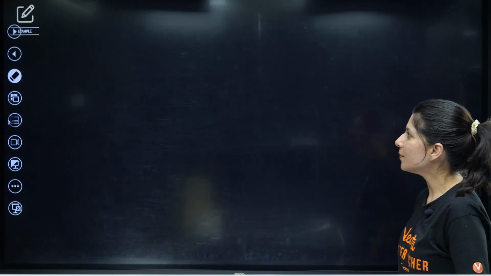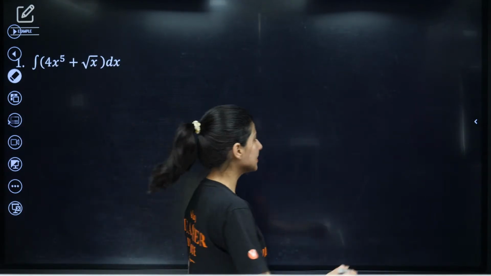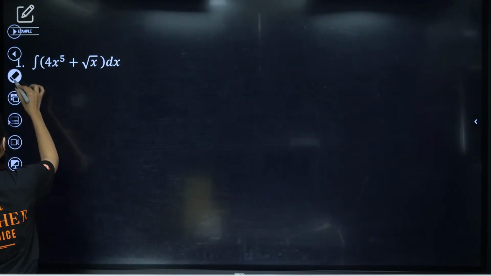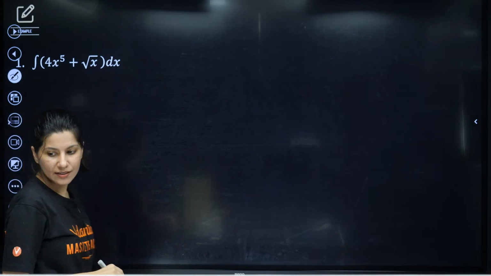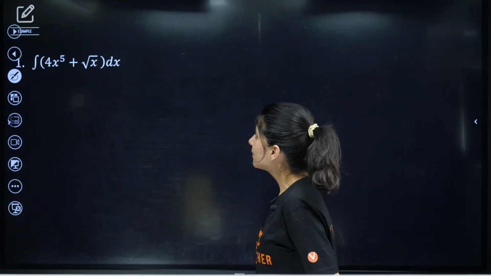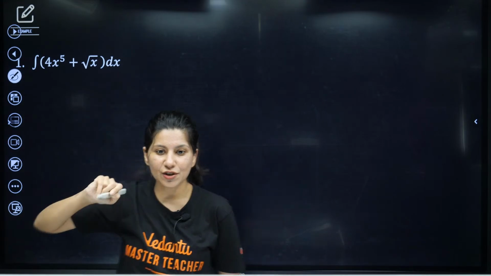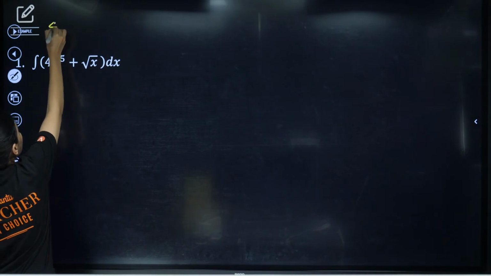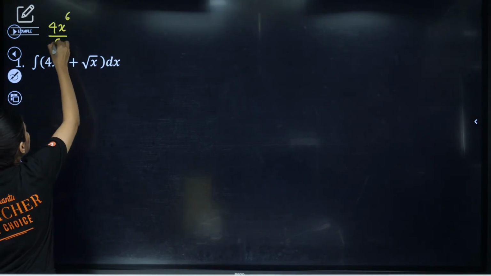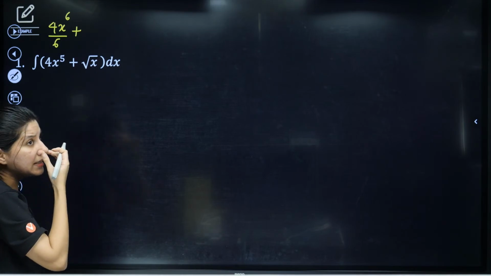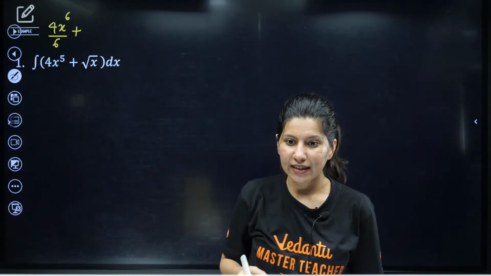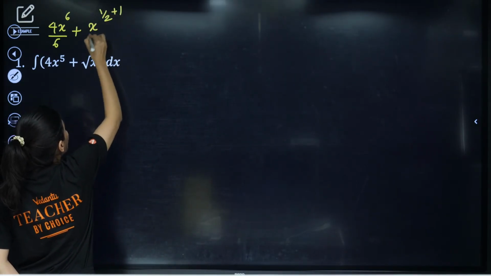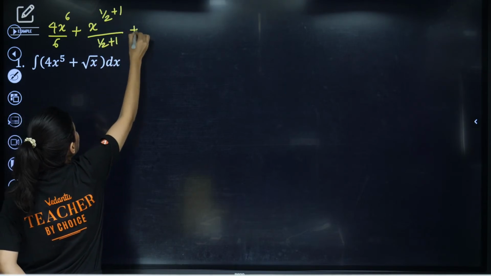Let's do some problems. First problem, you can see on your screen. It is 4x raised to power 5 plus root x. Shall we do it? So, 4x raised to power 5 integration, tell me. Integration of this will be 4x power 6 upon 6 plus, integration of root x, x power half plus 1 upon half plus 1, plus constant.